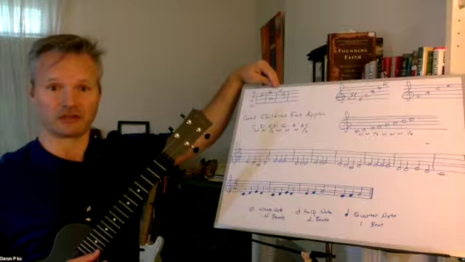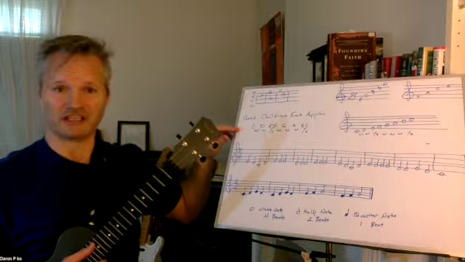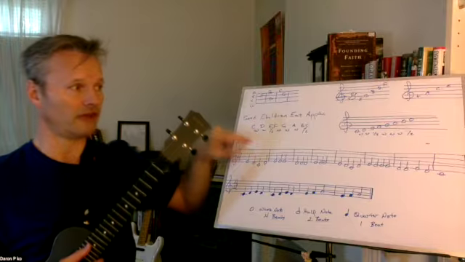That's why B's and C's are close here, as are E's and F's. So that's a C major scale. C, D, E, F, G, A, B, C. Whole, whole, half, whole, whole, whole, half.